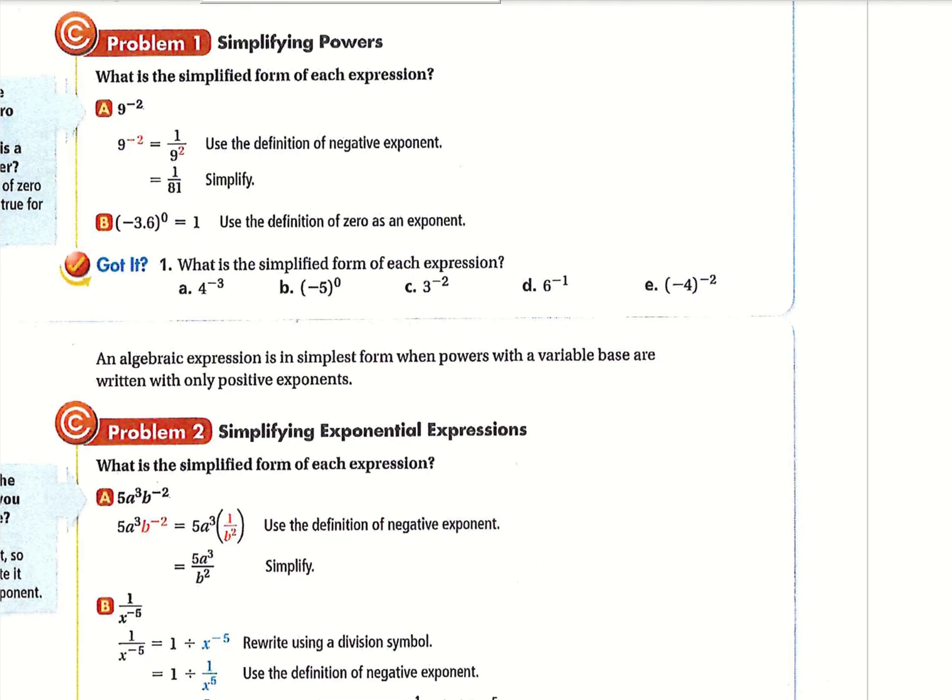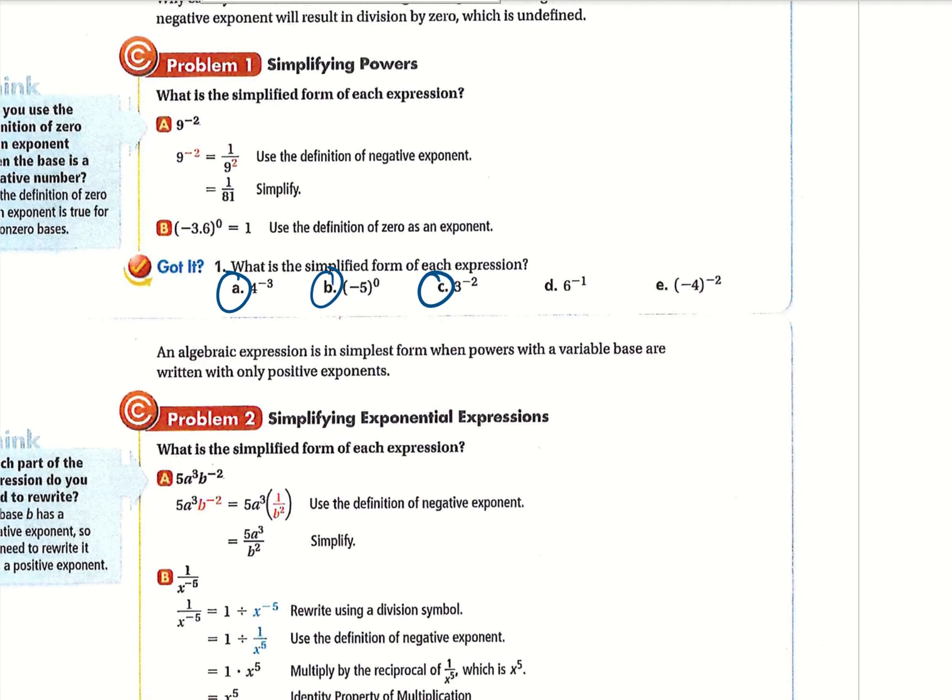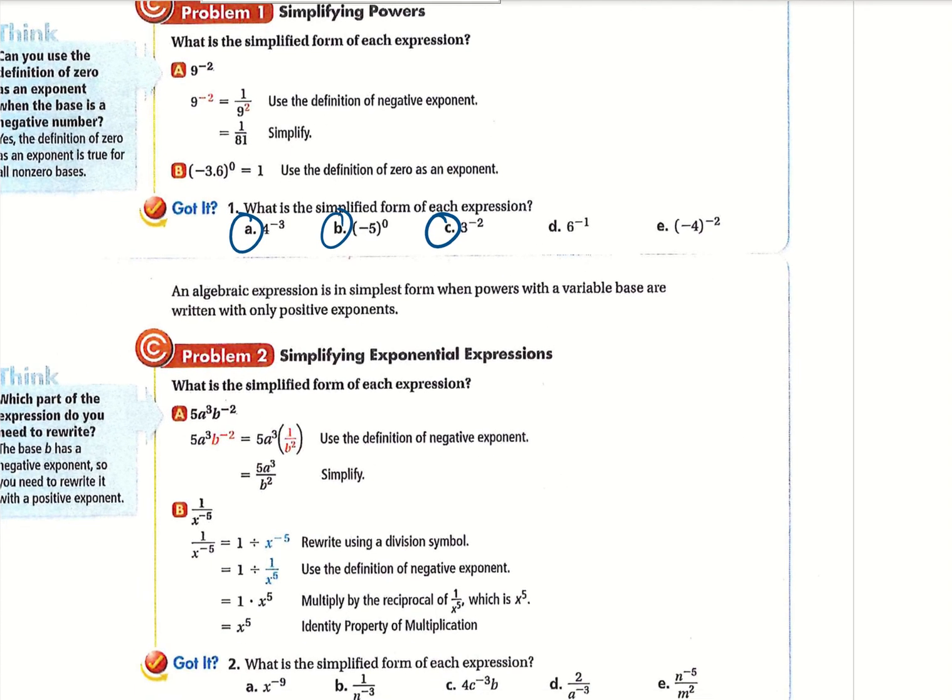So we're going to go ahead. I'm going to have you try out Got It problems. Let's do A, B, and C. We'll just call it good there. Okay, so do those 3, and then we'll go ahead and move on at that point.